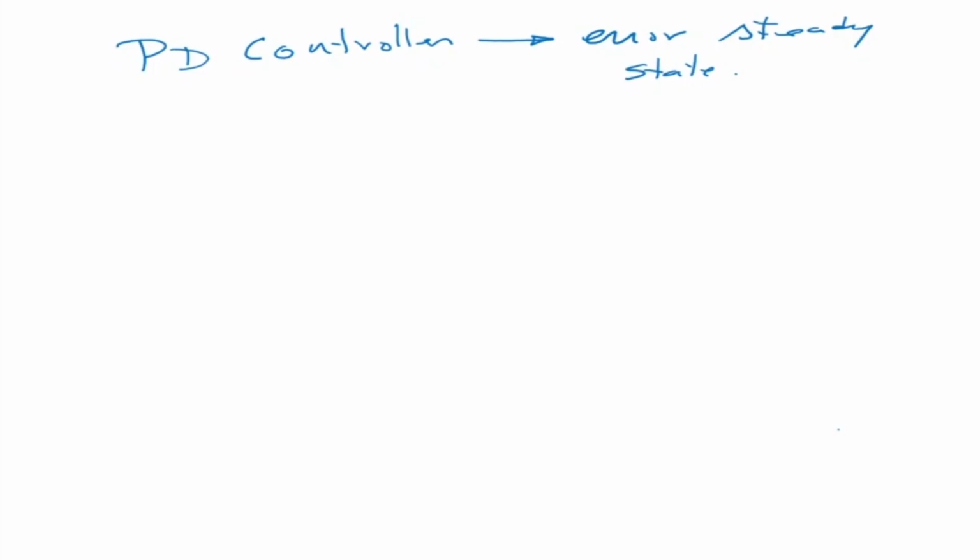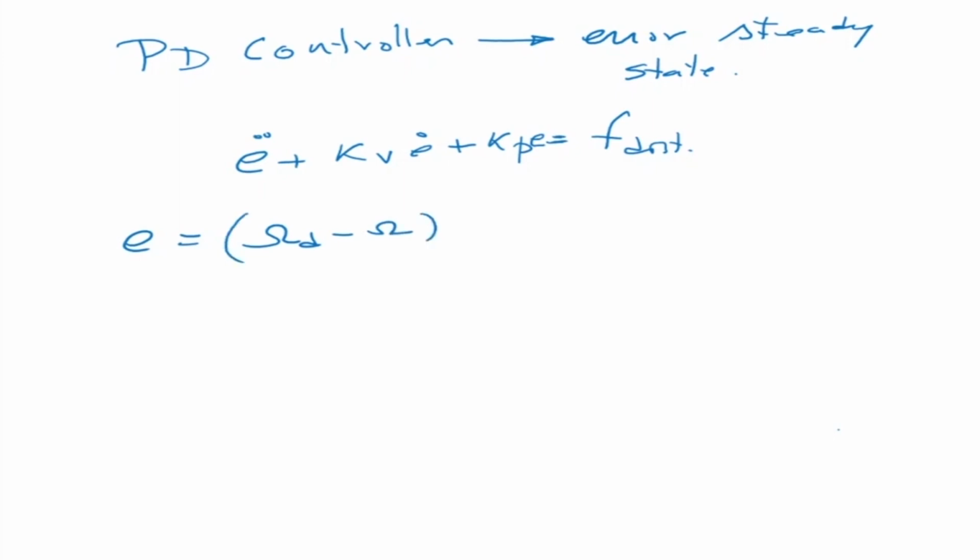Okay, why? Because of this equation. Let's look at it this way. So Kv into E dot plus Kp into E is equal to F disturbance. In terms of this equation, which is basically a PD controller equation, in terms of error, E is equal to theta d minus theta. So in our case, it is omega d minus omega. Okay, so this is the error.